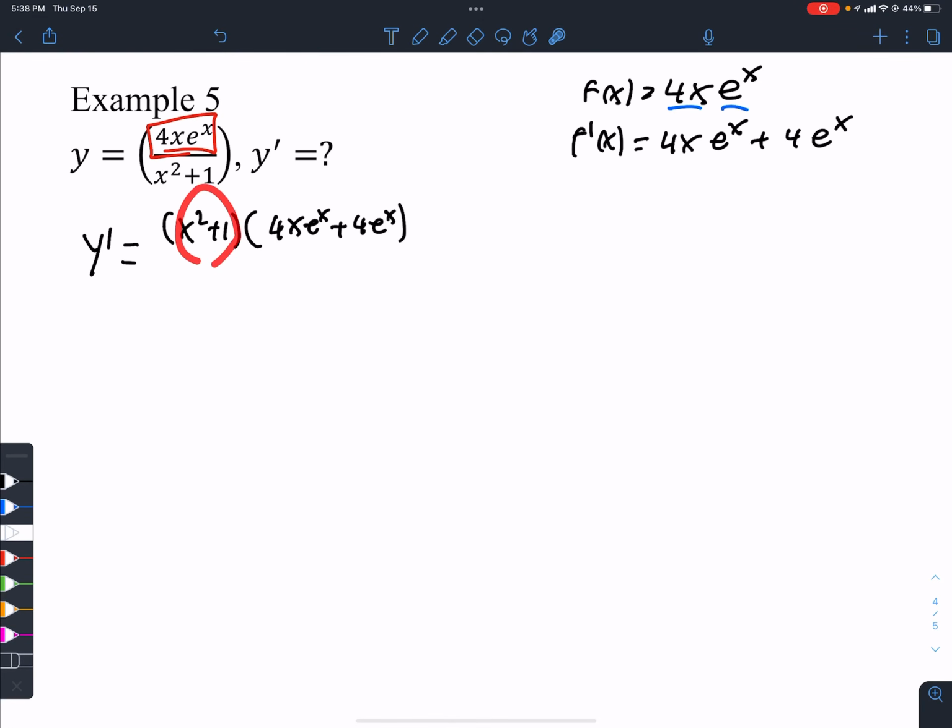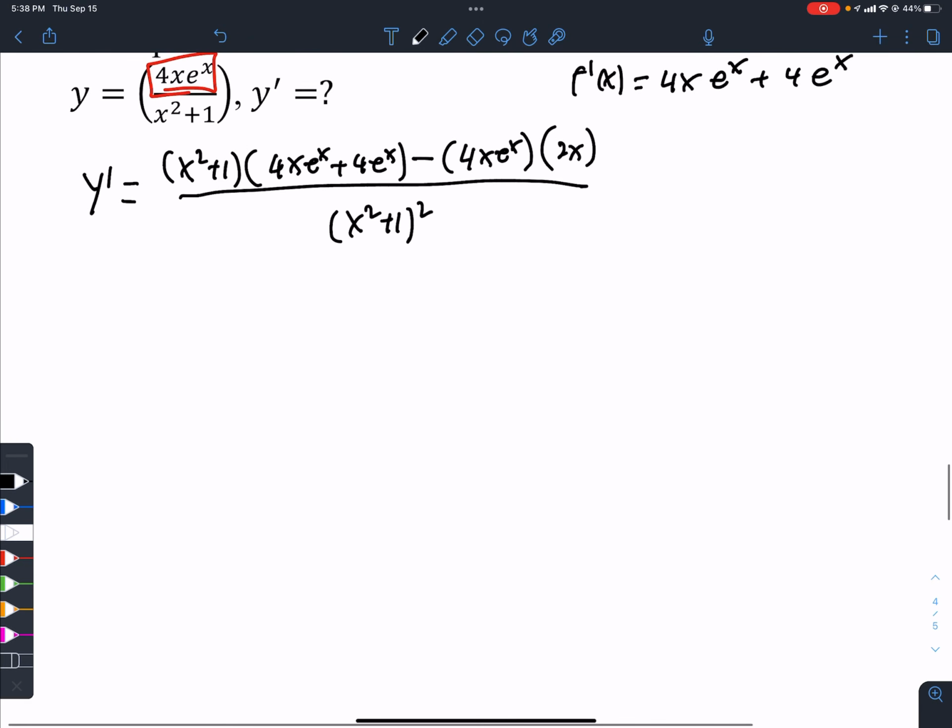So that's low d high. I still need minus high d low. So the high is 4x e to the x. D low, the derivative of x squared is 2x. Derivative of a constant is 0. So that's just going to be 2x all over low squared.